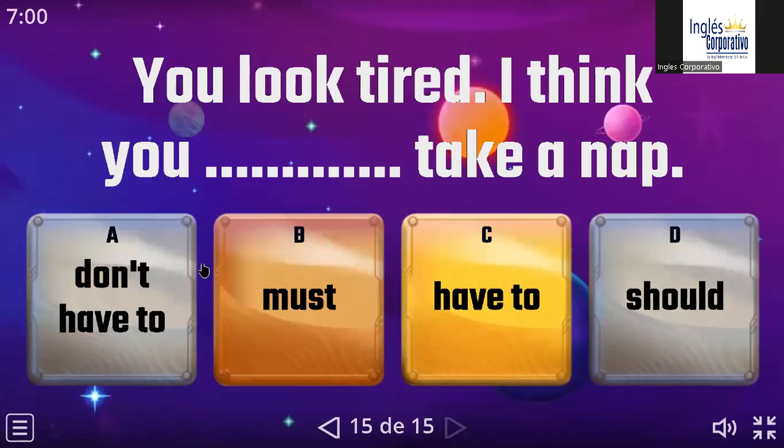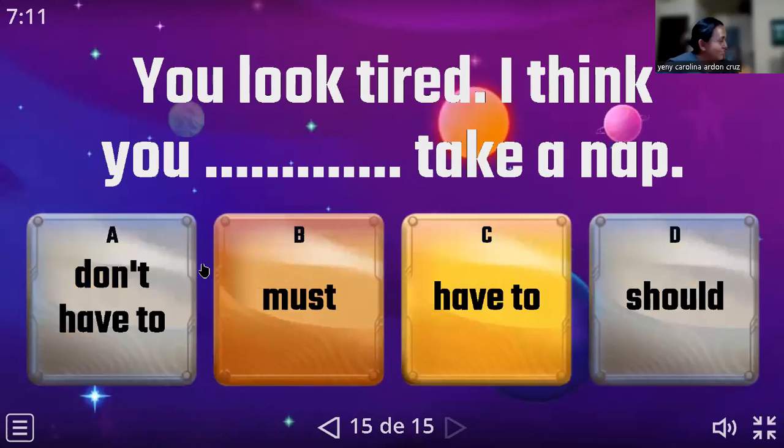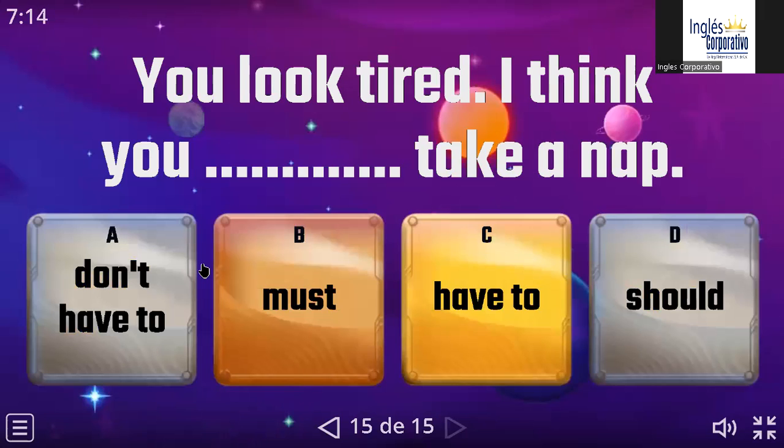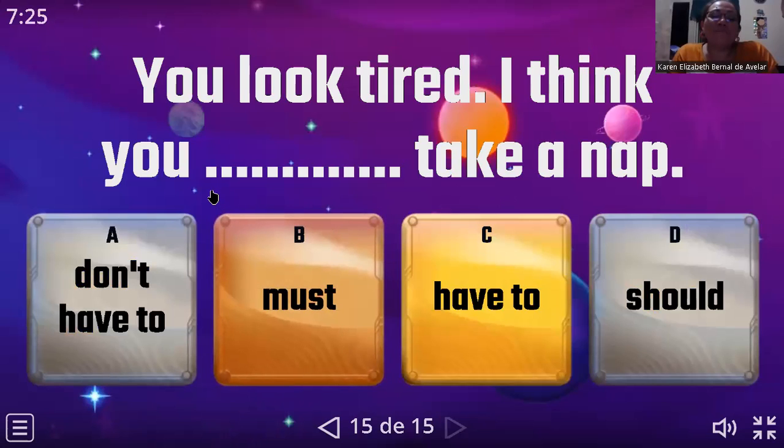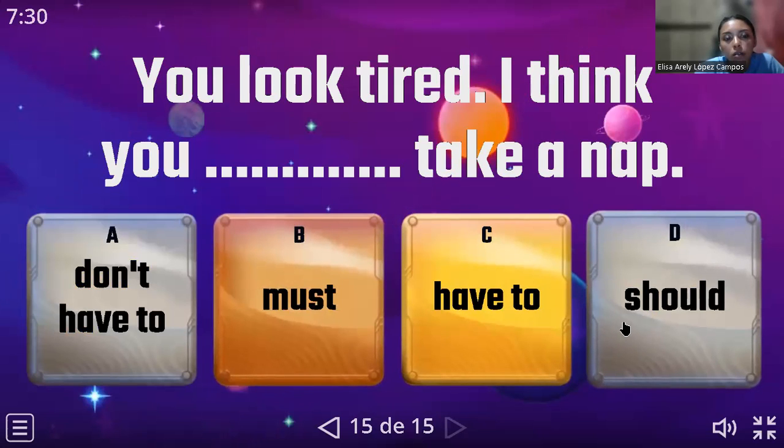You look tired. I see you. I have to take a nap. Are you sure? Have to. I think you. Boys, what do you think? You must take a nap. You look tired. I think you have to take a nap. Must, teacher.